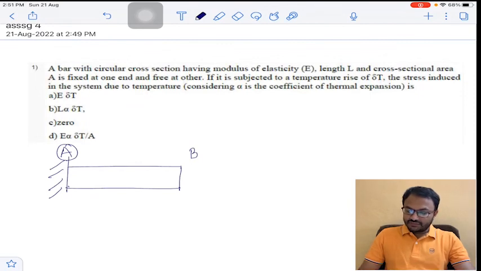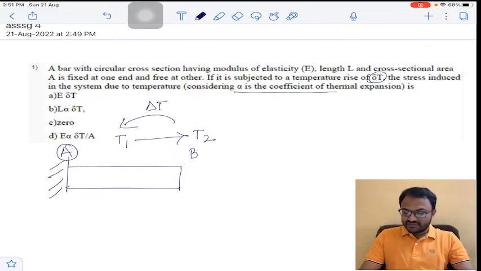If it is subjected to temperature rise of delta T, so initially the temperature will be T1, after some time the temperature has been increased to T2, the change in temperature he has given is delta T in the system due to temperature.